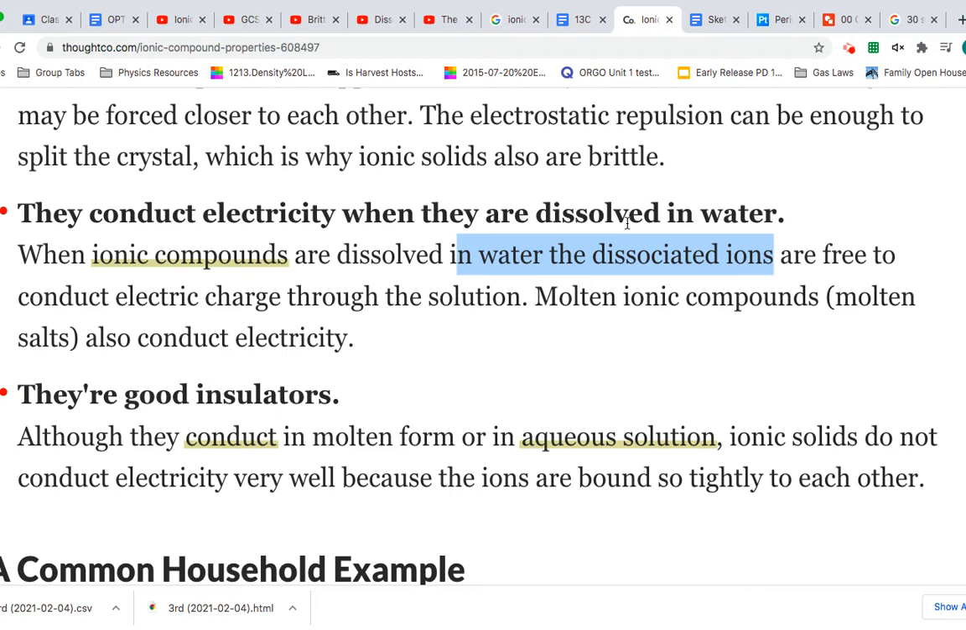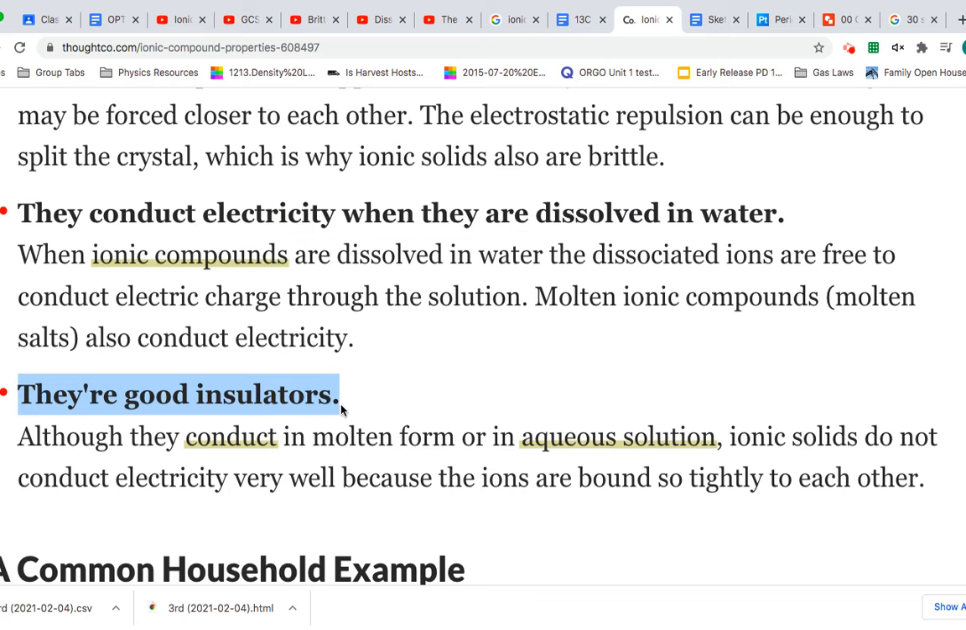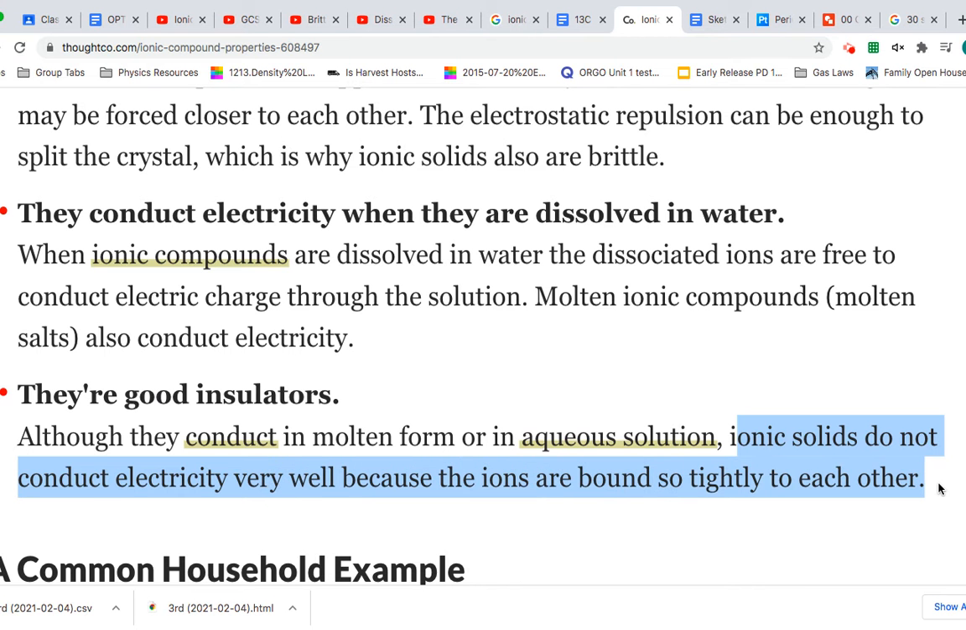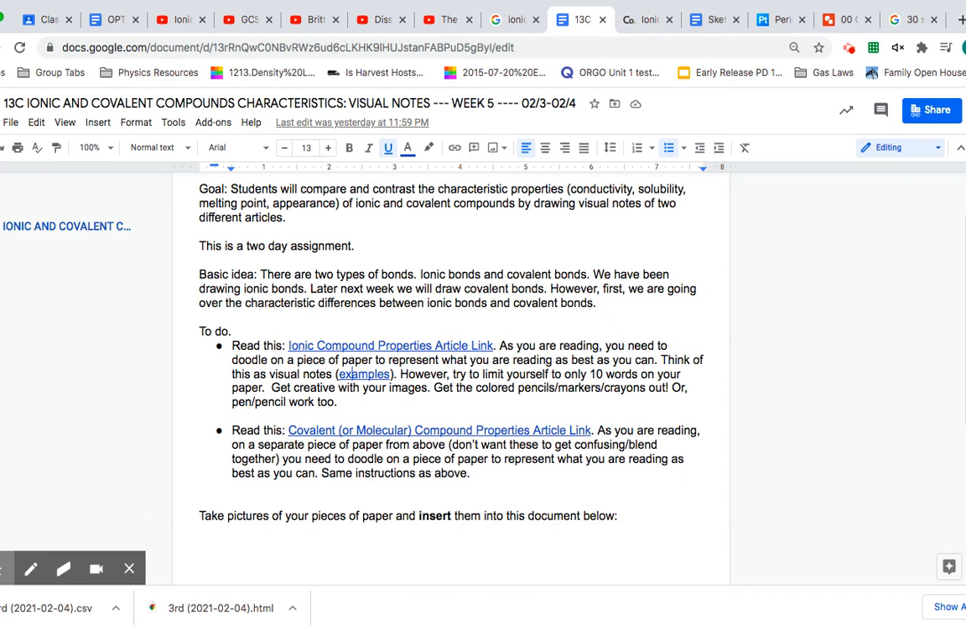So back to this. They do conduct electricity when they are dissolved in water, and that was what it looked like. And they are good insulators because when they are solids, ionic solids do not conduct electricity. They are insulators because the ions are bound so tightly together. So that is that. You should have a drawing of this whole thing, a bunch of different little doodles and images. And then tomorrow we'll do the covalent one.